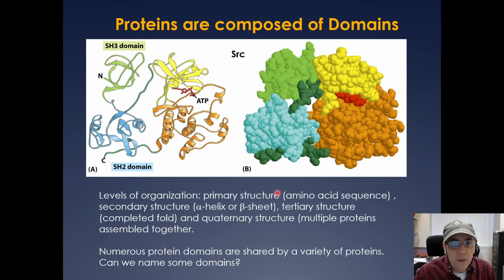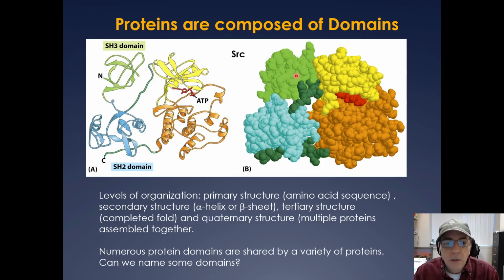So not only are proteins composed of alpha helices and beta sheets, but the protein can also have subdomains. Okay, so this protein happens to be called SARC, and it's actually a kinase. Here's the ATP binding domain. And then you have these other domains, which are SH2 and SH3 domains, which got their names from SARC homology 2 and SARC homology 3 domains. All right, and here's the space-filling molecule of SARC.